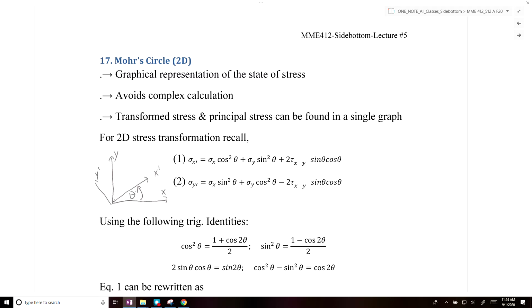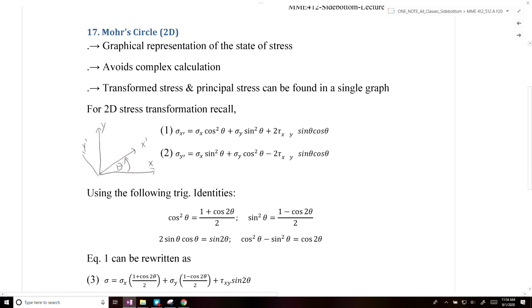Mohr's circle is a graphical representation of the state of stress, and it helps avoid complex calculations. You can use it to transform a state of stress and find the principal stresses in 2 dimensions. So for a 2D state of stress, if you remember, to find the normal stresses sigma x prime and sigma y prime, we could use the following 2 equations.